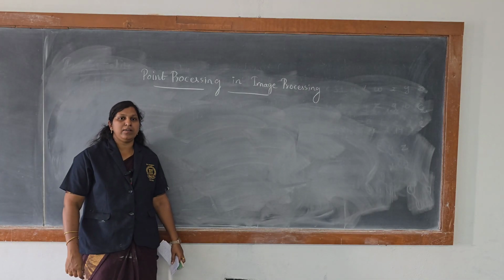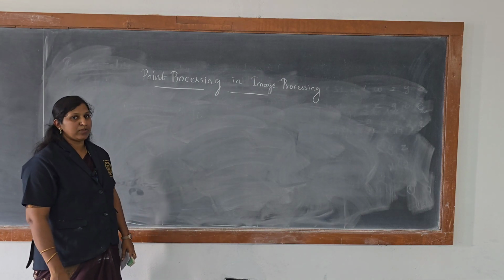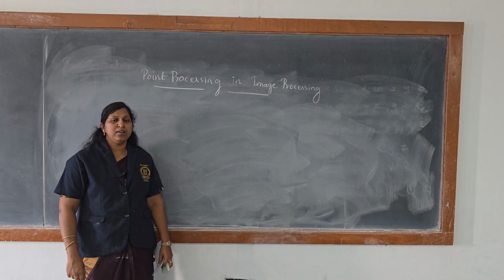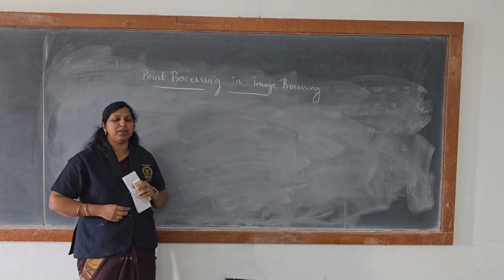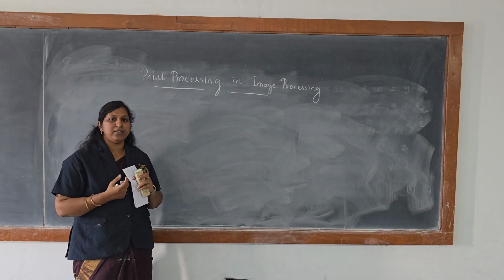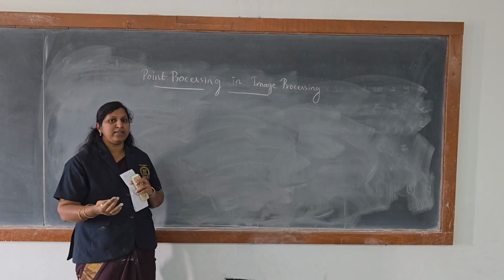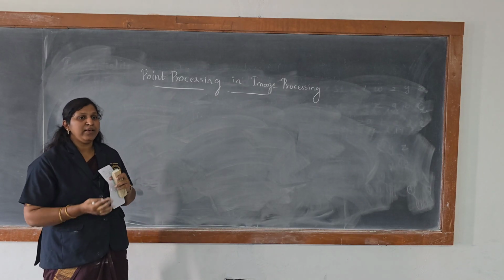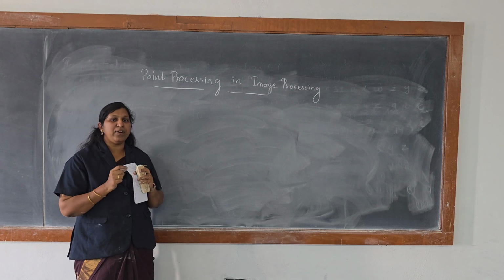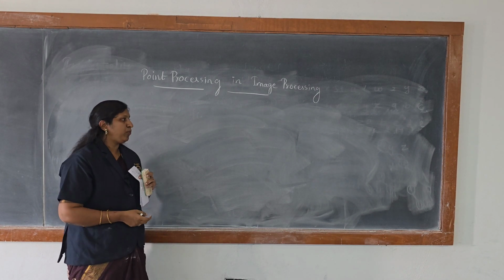Good morning everyone. In today's session we are going to discuss point processing in image processing. Before that we should understand what point processing is. Point processing is nothing but taking an input image and doing some modification over each and every individual pixel to get the transformed form, that is called the output image. So what we are doing here is modifying each and every pixel value in order to get the transformed form for the output image.